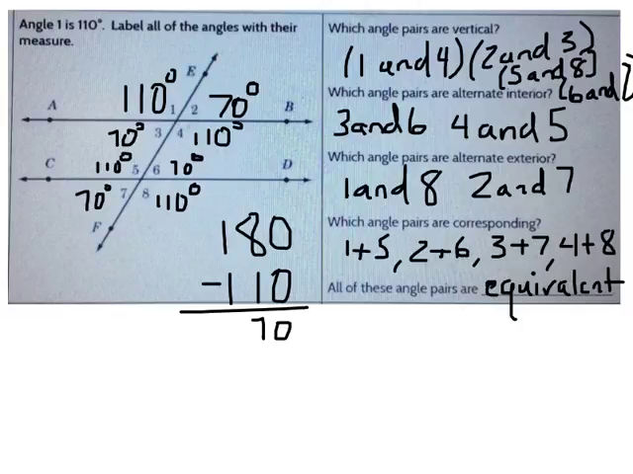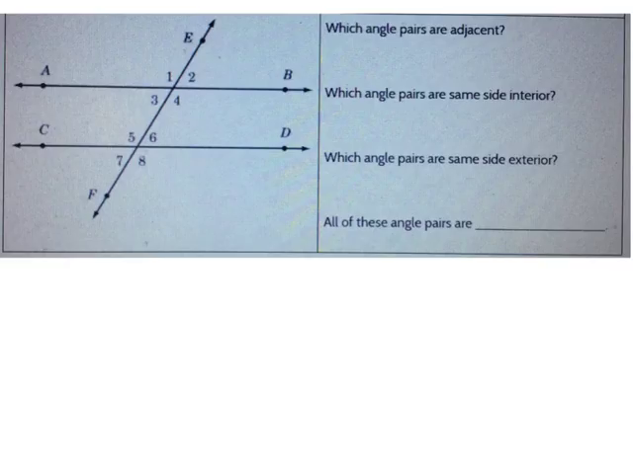Vertical angles are equivalent, alternate interior angles are equivalent, alternate exterior angles are equivalent, and corresponding angles are equivalent. Which angle pairs are adjacent? Well, there are several, so we'll just give a few examples. 1 and 2 are adjacent. They're right next to each other.